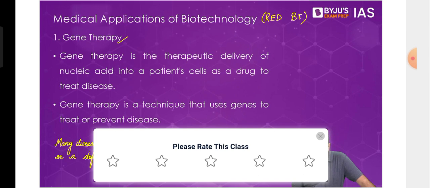So this is basically where we will be trying to use gene therapy. What do we do in gene therapy? Let's say some problems are happening because of the presence of a certain gene. What do we do with that gene? We remove that gene. Some diseases occur because there is an absence of a particular gene in your body. What do we do then? We add that gene. Right?